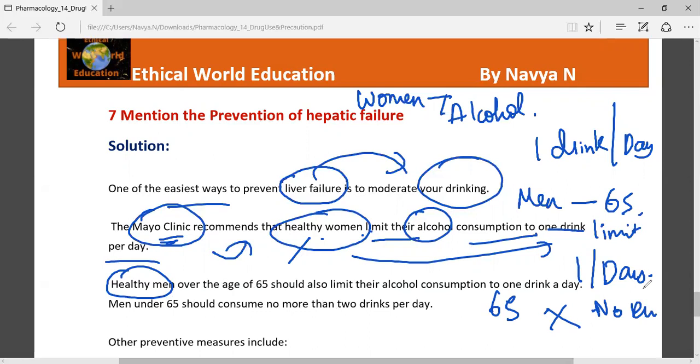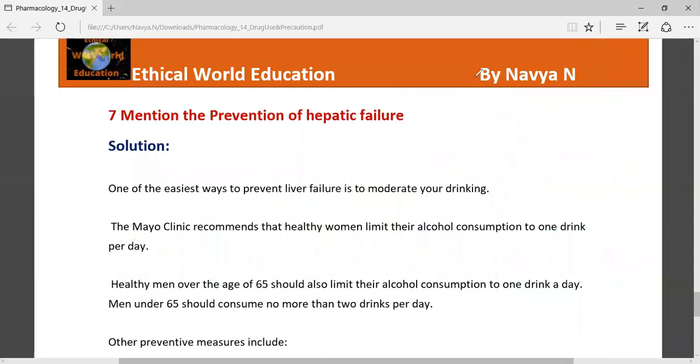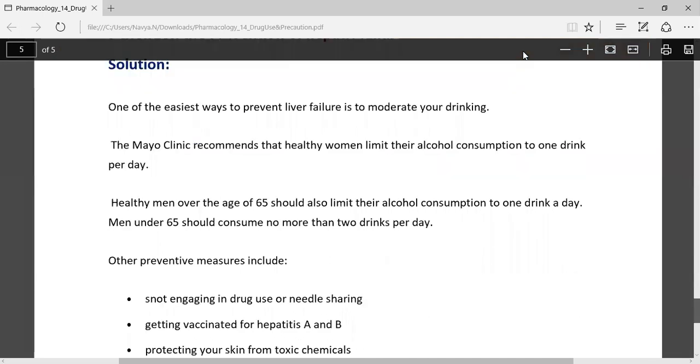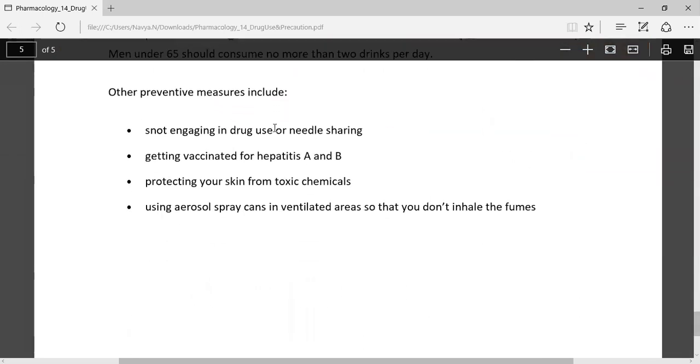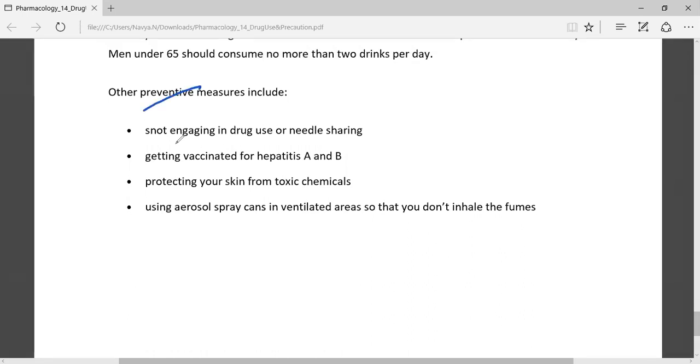This is the precaution or the prevention measure for hepatic failure. Otherwise, the patient may suffer hepatic failure. We also have other prevention things: not engaging in drug use or needle sharing, no needle sharing, and from time to time the patient has to get vaccinated for hepatitis A and B.